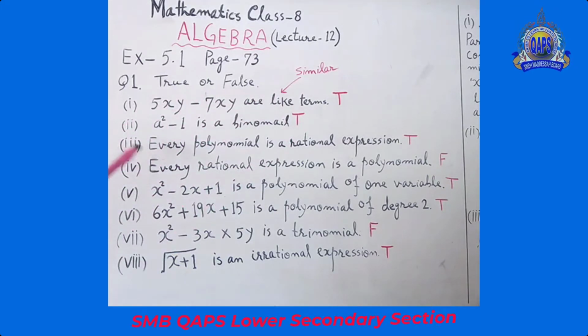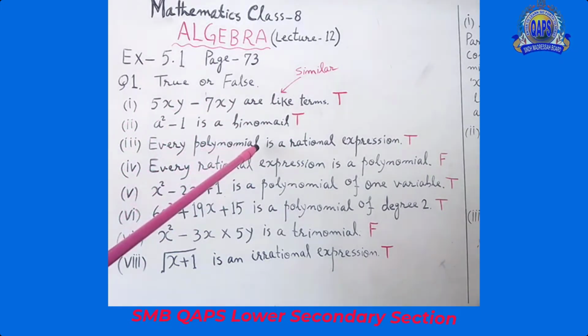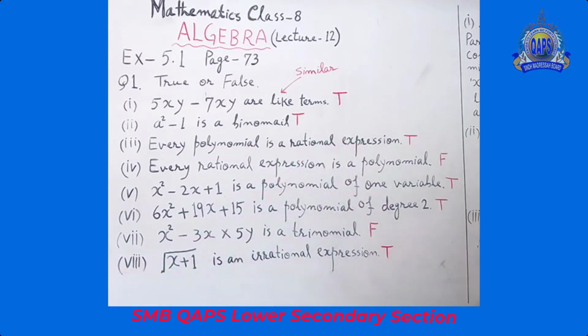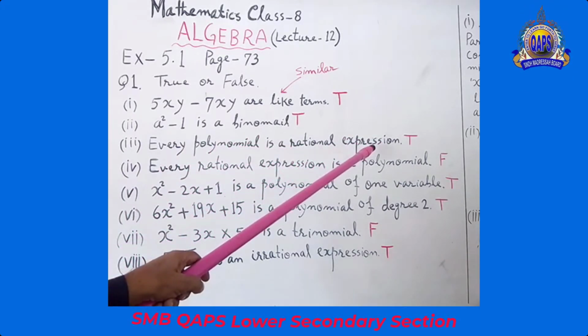Number 3. Every polynomial is a rational expression. Yes, answer is true. What is a rational expression? This is a question, because you see what has been written over here. Every polynomial is a rational expression.